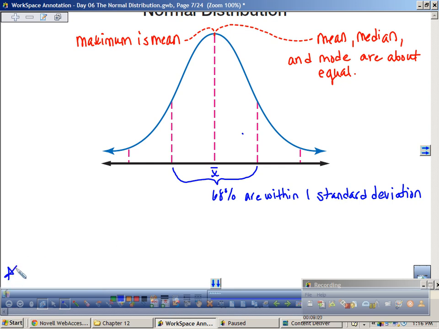What is standard deviation? Standard deviation measures how far data can differ from the mean.